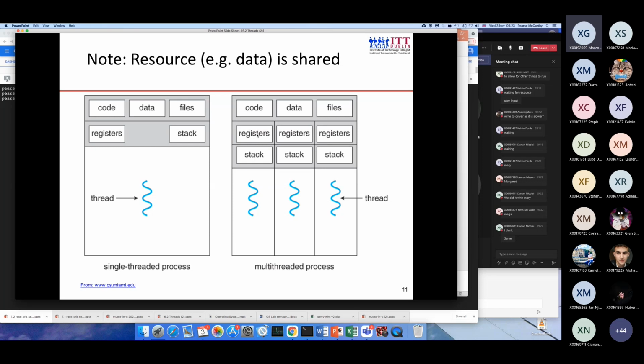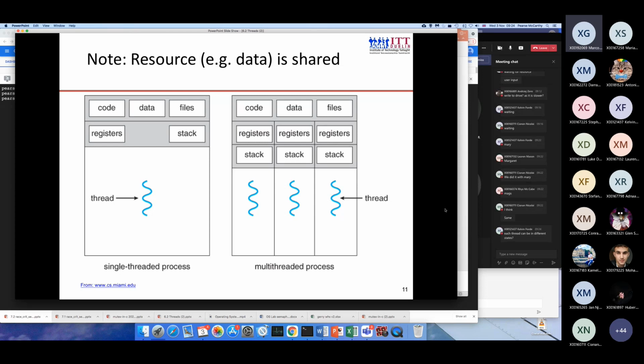Now, is there any brain box in the room can tell me why you would have to have a separate set of registers? And I'll give you a clue. It's to do with scheduling. Anybody? That's a tough question, by the way. So, if you think about it, remember we did scheduling and we did context switch. Yeah, very good, Kelvin. That's pretty good.